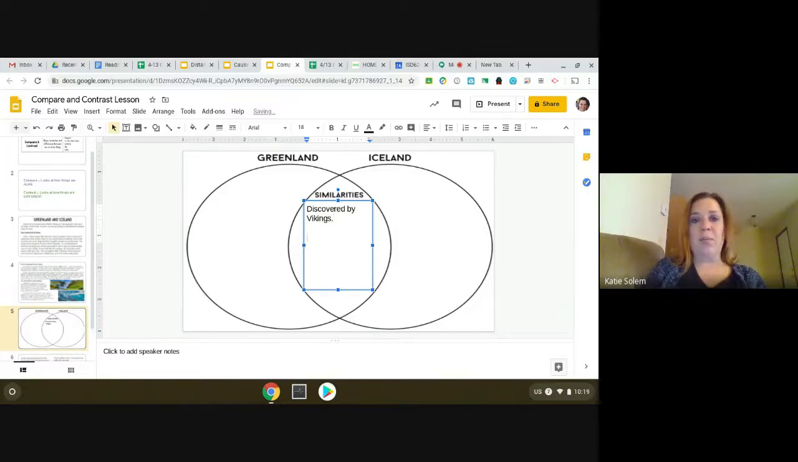I also know that for both countries, the name doesn't really fit the land. For example, they talked about that Greenland is mostly covered in ice and Iceland is mostly covered in green. So it's kind of funny how the name of it doesn't fit what the actual land looks like.